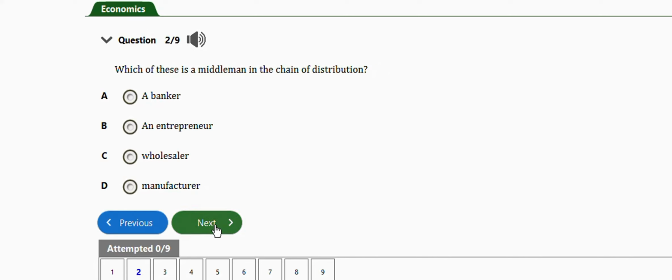Next question I have here is this one. It says, which of these is a middleman in the chain of distribution? We have a banker, an entrepreneur, a retailer, a producer. The right answer is option C, which is a retailer.